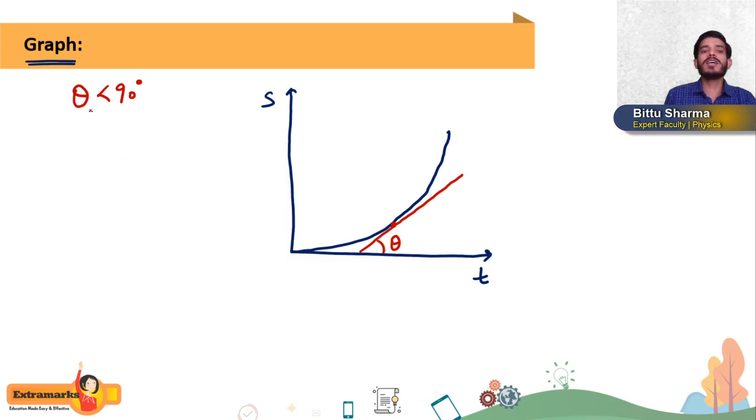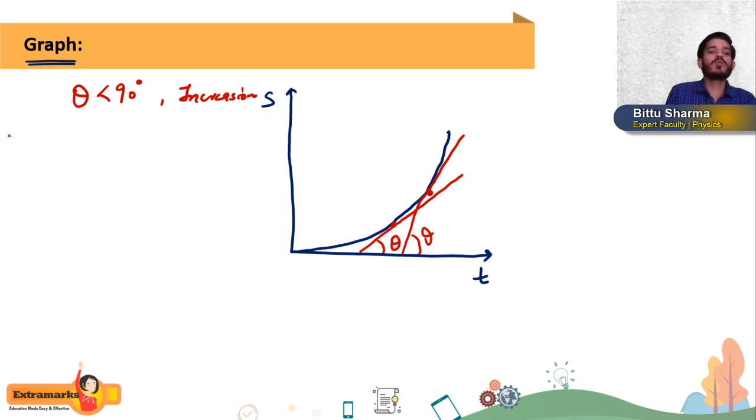Okay, if theta is less than 90 degrees, and another thing, students, if you see the slope at any other point on this graph, you can see here this theta is increasing. As the time is increasing, this theta is also increasing. So theta is below 90 degrees as well as it is increasing.